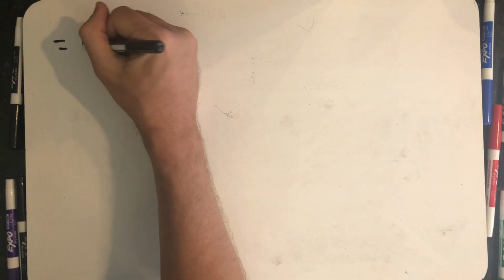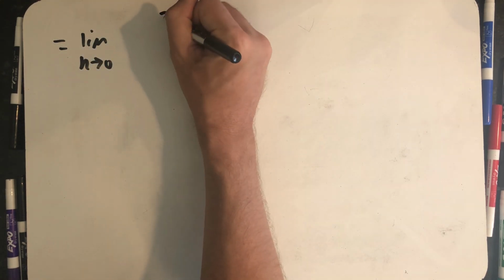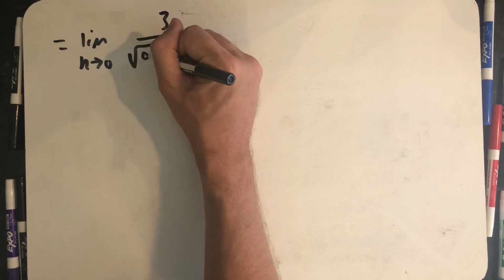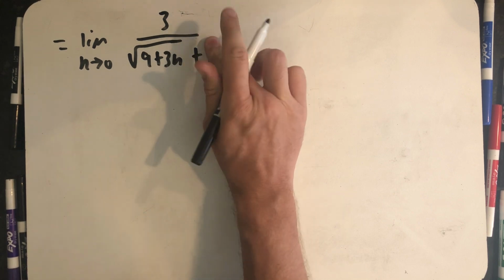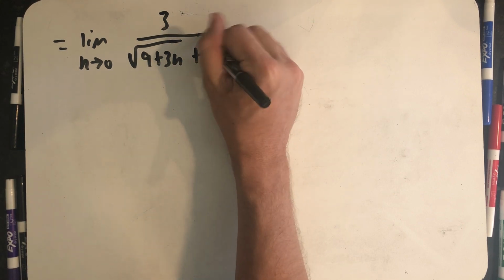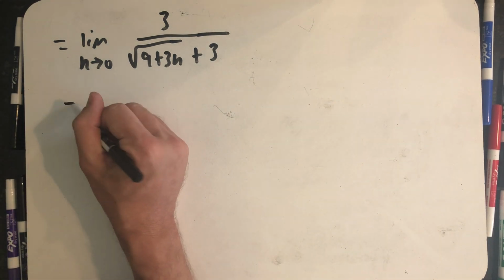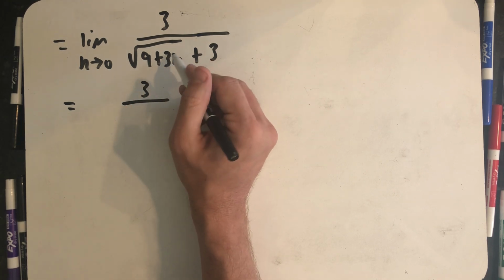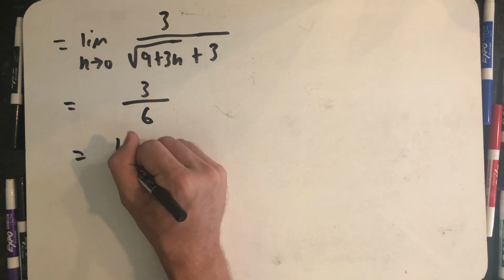So my last statement was the limit as h approaches 0 of, and I just cancel out an h, leaving me with this. All right, well now I can let h go to 0. I'm no longer dividing by 0 when I do that. The numerator will still be 3. And on the bottom, well, this part will go to 0. Square root of 9 is 3. 3 and 3 make 6, and I get 1/2.